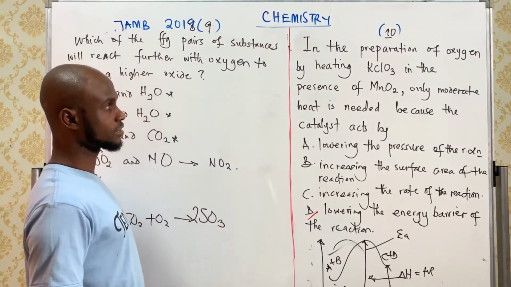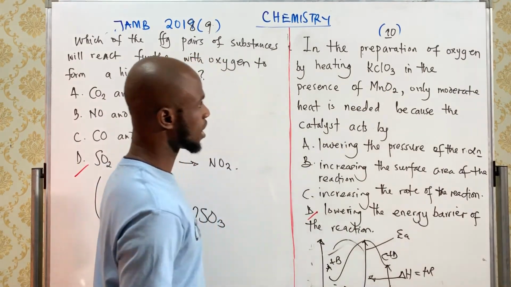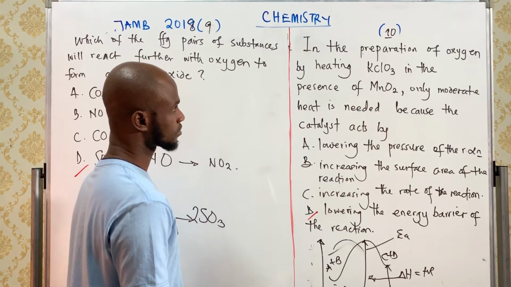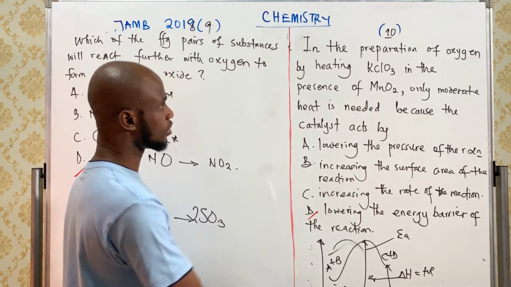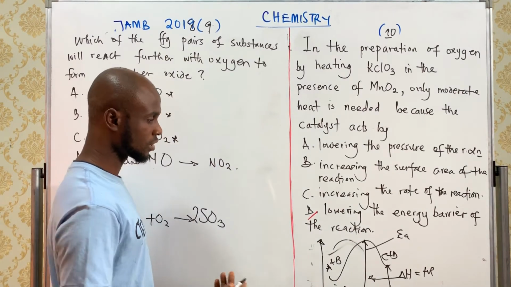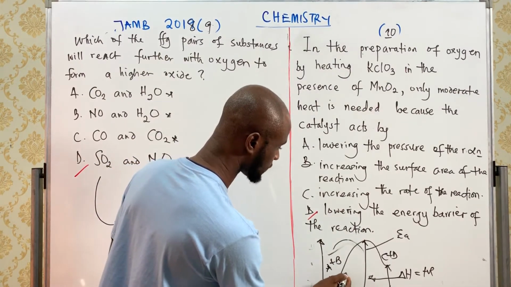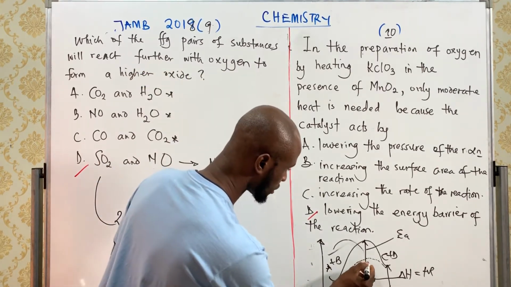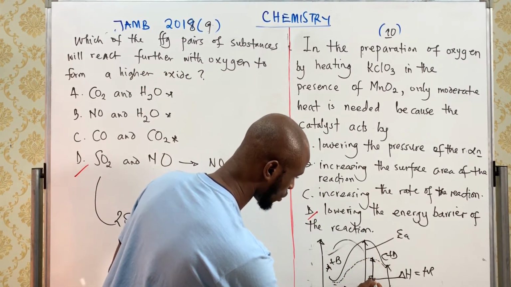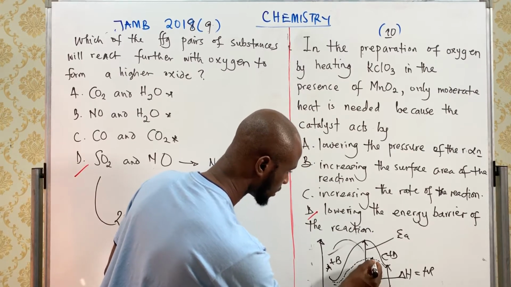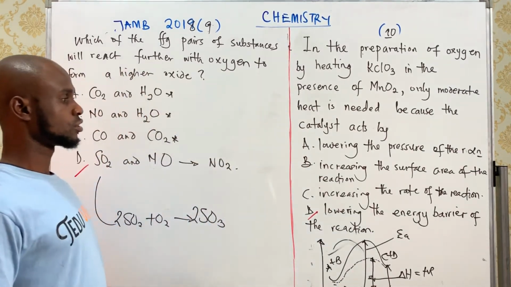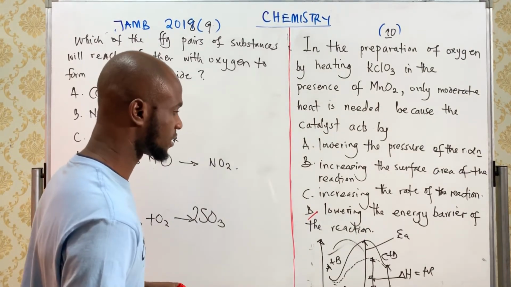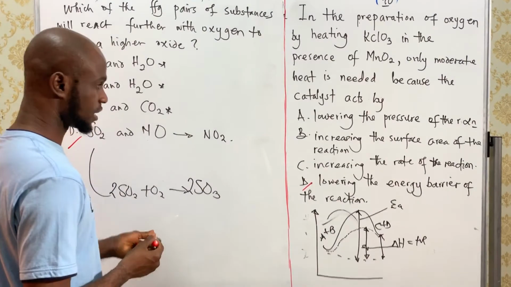But when you add catalyst, for example, manganese 4 oxide, to this chemical reaction or to the reactant, what happens is that the breaking down of potassium trioxochlorate will be faster. Then it will provide an alternative path. You can see here the energy required for the reaction to occur or for C and D to be formed is now minimal. So we require very little amount of heat because the catalyst is actually working. So the answer here is D.